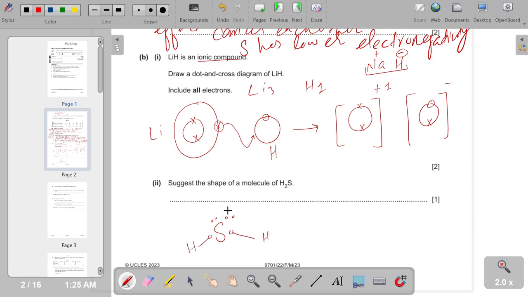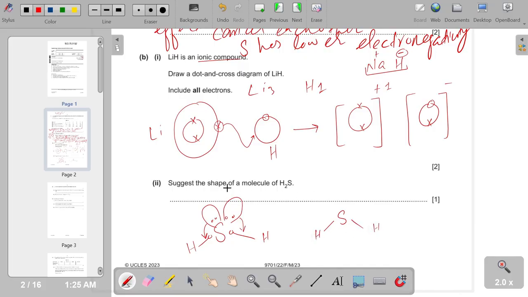bond. According to VSEPR, this lone pair of electrons and this lone pair of electrons actually repel this bond pair of electrons. There's a great repulsion, so then you will get this type of bond, a V-shaped bond, a bent form.